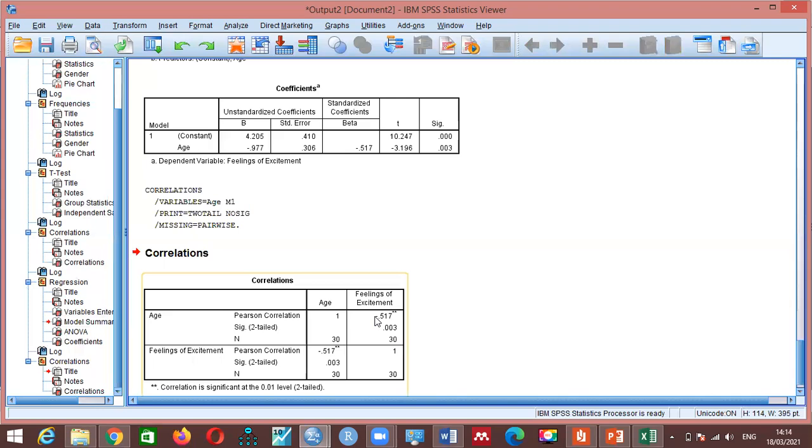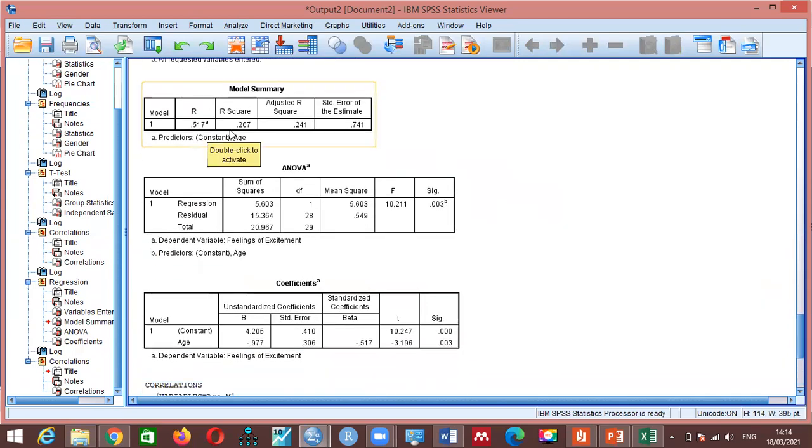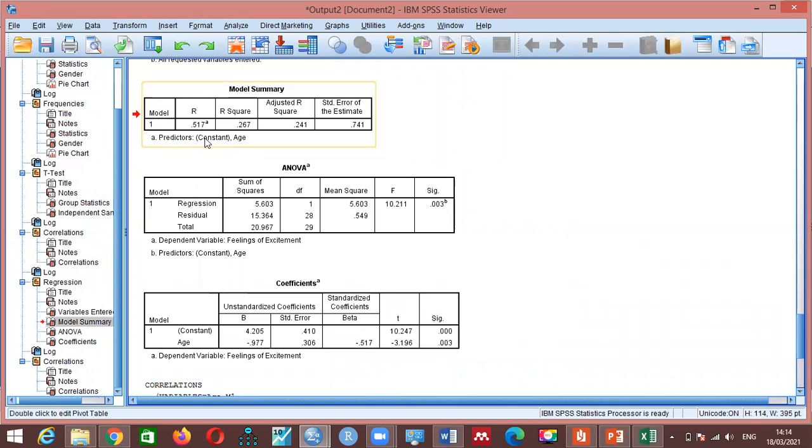When you see the minus, it tells you that the relationship is inverse. It's not a direct relationship. It's not a positive one. It's not going in the same direction. So let's come back to our regression analysis. So this gives us the correlation R, that age is related to the feelings of excitement by 51.7%.